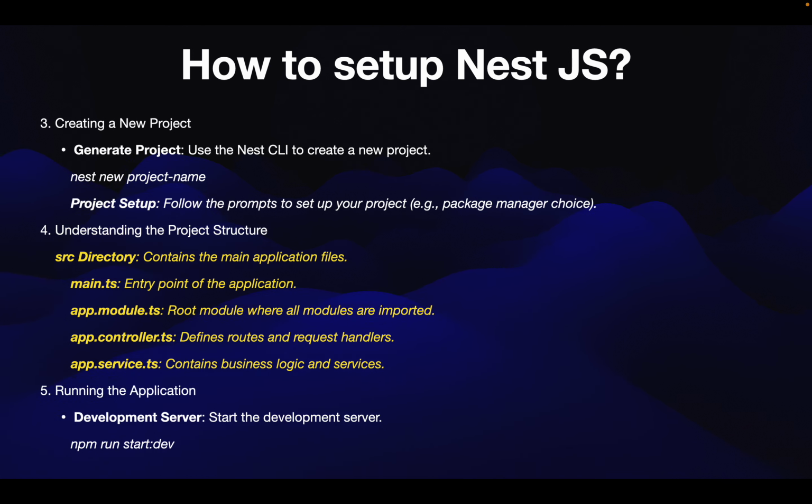And the fifth step, the development server: start the development server with npm run start:dev. If you run that, it will open up on localhost 3000. But I like to use 8000 for the backend and 3000 for the frontend. We will discuss more, and we will hop on to the coding part in later videos.